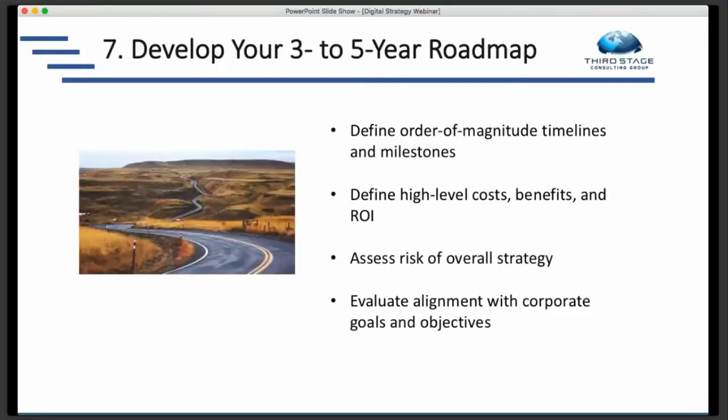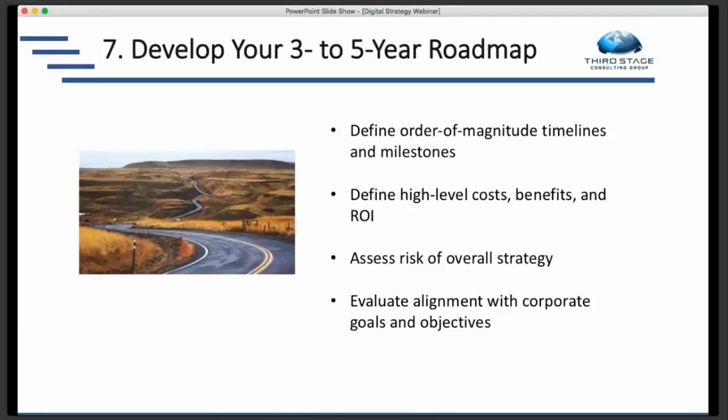Whatever it is, we want to start to define what that 3 to 5 year roadmap is. We're defining order of magnitude timelines and milestones. Generally, when we go in, we've done this so many times and we have that hands-on implementation experience that we can provide very good ranges of how much time, resource, cost, and risk it'll take to pursue whatever option we're recommending.